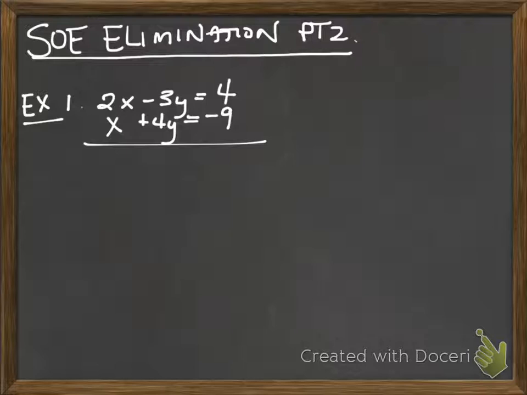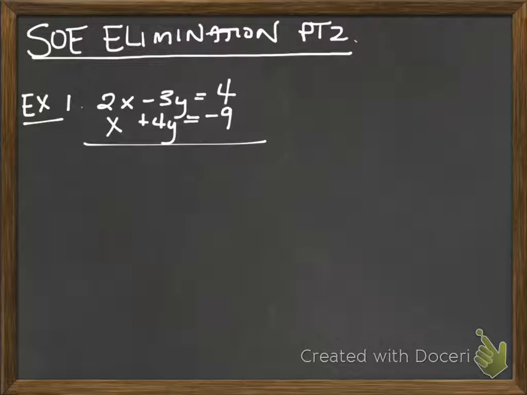First thing I want to do is look: do 2x and x cancel out? No. What about negative 3y and 4y? Do they cancel out? No. Before, when we said no to both answers, we were able to just multiply by negative 1, and that would have solved the problem. Now look here: if I multiply anything by negative 1, is that going to allow me to cancel out?